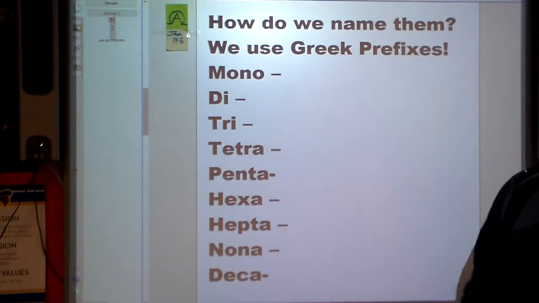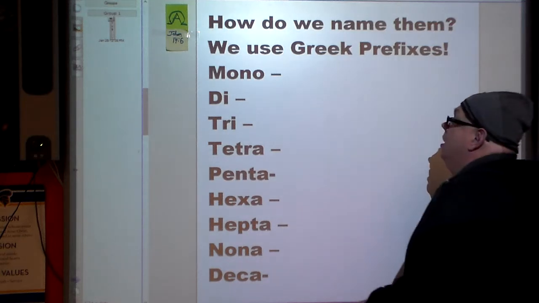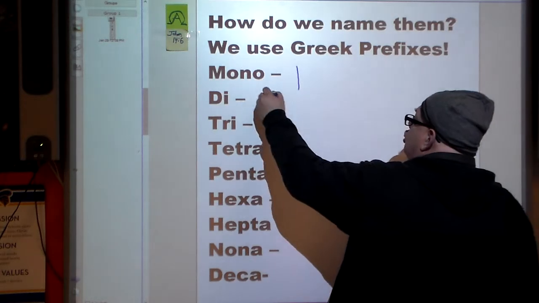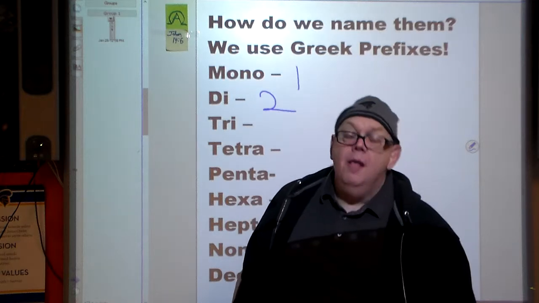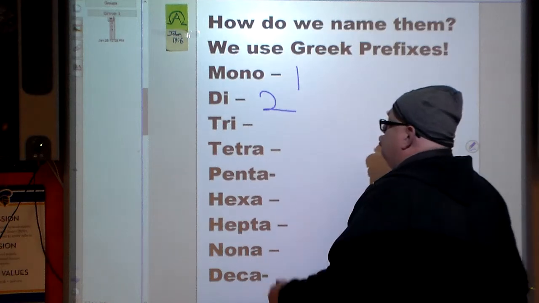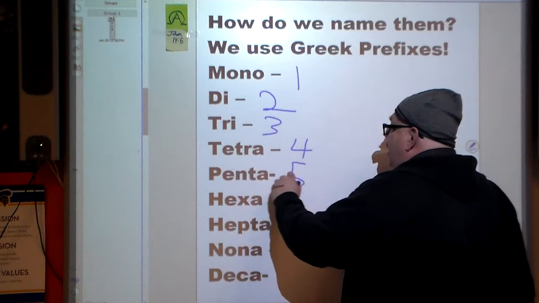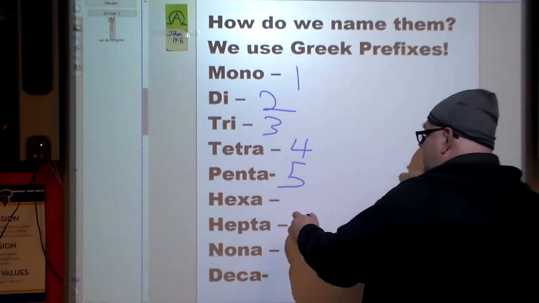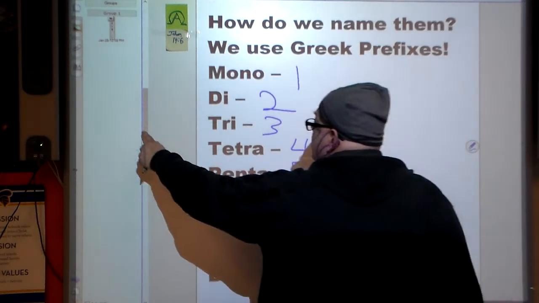We use Greek prefixes. So we have all these, and you should be familiar with them. Mono meaning one. Di meaning two. Well, wait, doesn't bi also mean two? You're right, but in chemistry we use di. Di meaning two. Tri meaning three. Tetra is four. Penta is 5. Think pentagon. Hexa is 6. Hepta is 7. And I'm missing one here.